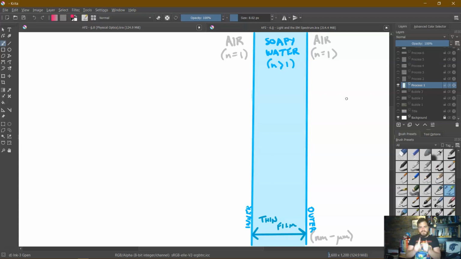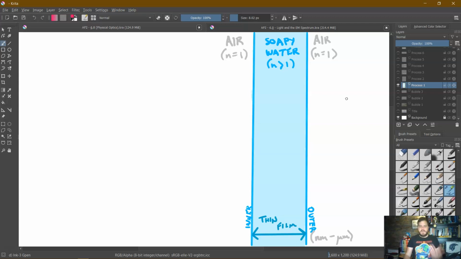And this thin film of soapy water, we don't know its exact index of refraction, but it's definitely greater than 1. And when we say a thin film, we're talking about something that's on the scale of nanometers to micrometers. So that's times 10 to the minus 9 meters to, at its biggest, times 10 to the minus 6 meters. So extremely, extremely thin.